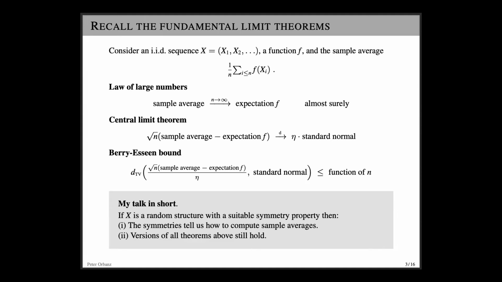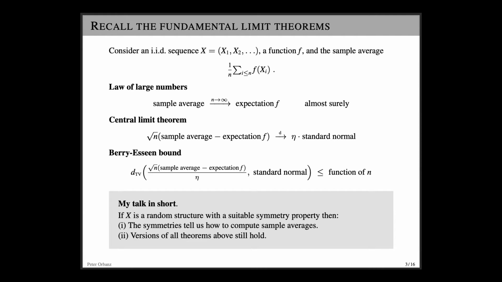The basic theorems of statistics tell me that this sample average converges. The law of large numbers says that the sample average converges to the expectation of f for an i.i.d. sequence. That convergence happens almost surely, so that tells me that if I use this as an estimator of the expectation of f, it's strongly consistent. Consistency would be convergence in probability. Almost sure convergence implies convergence in probability, so it's what's sometimes called strong consistency.